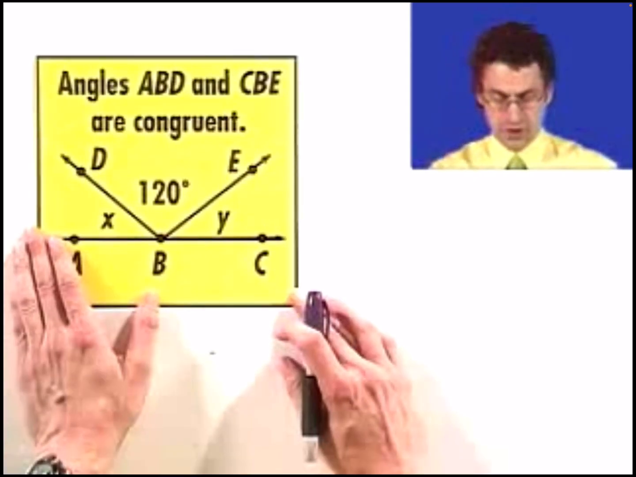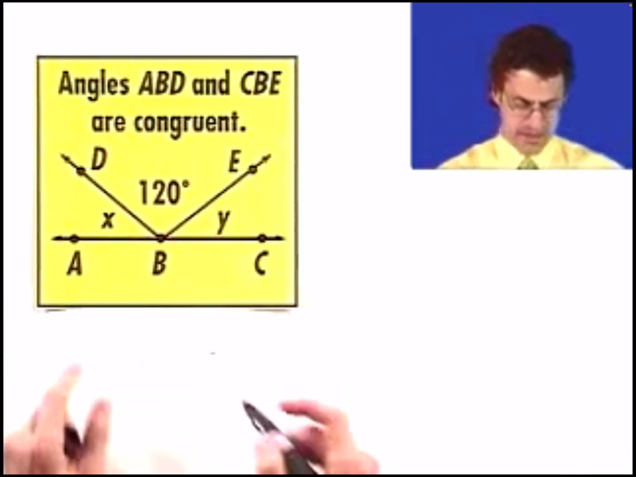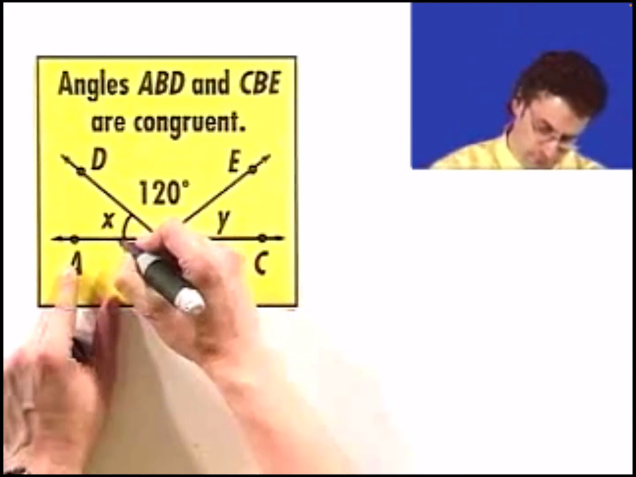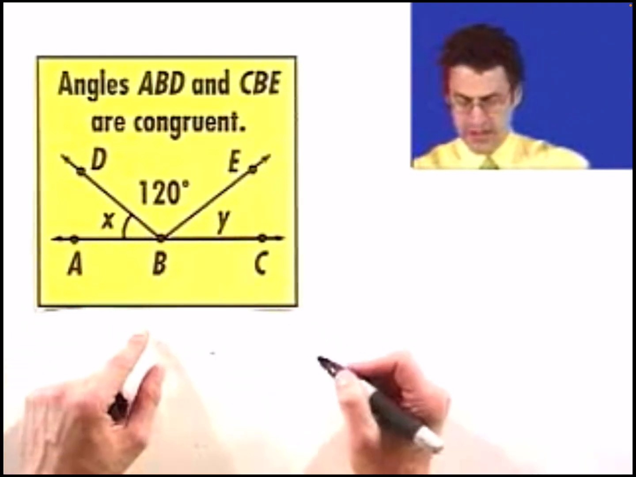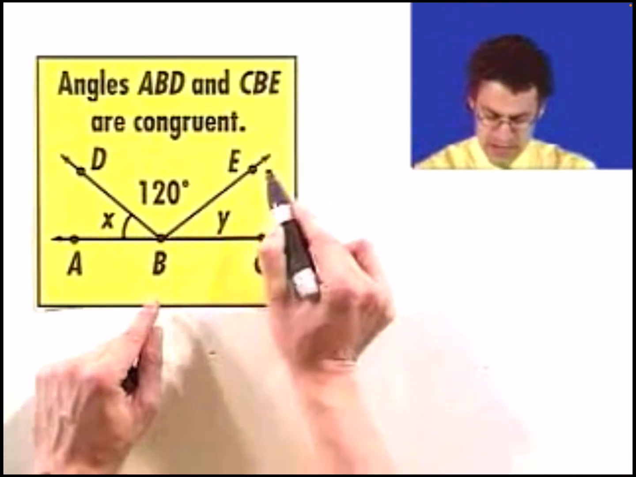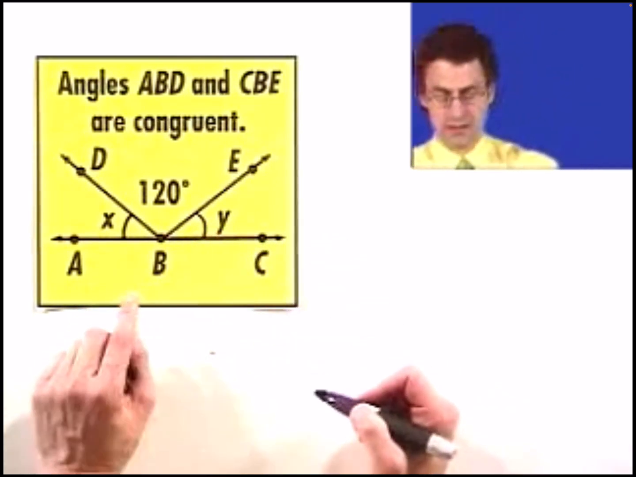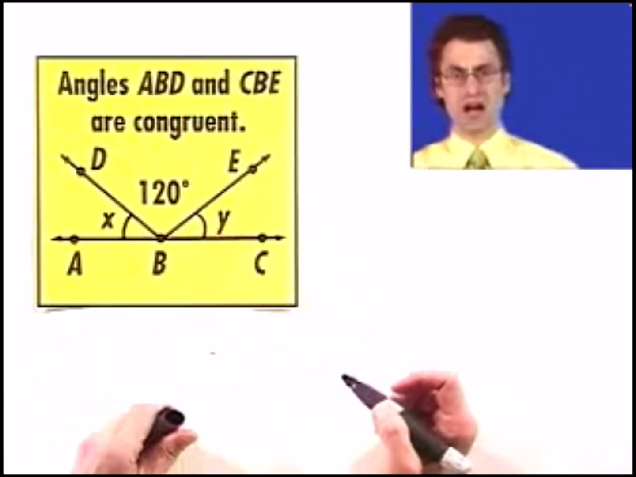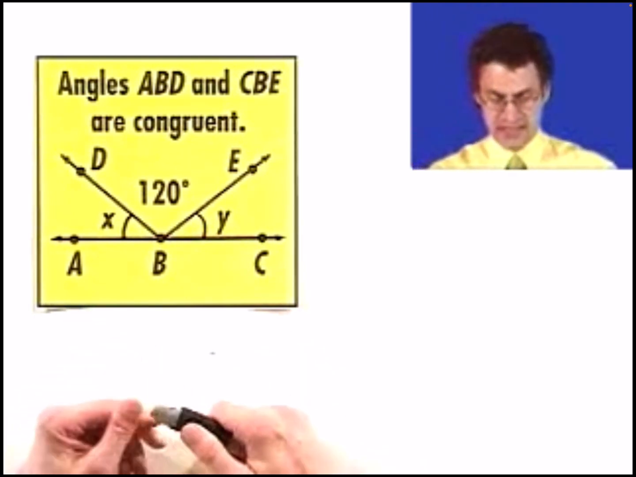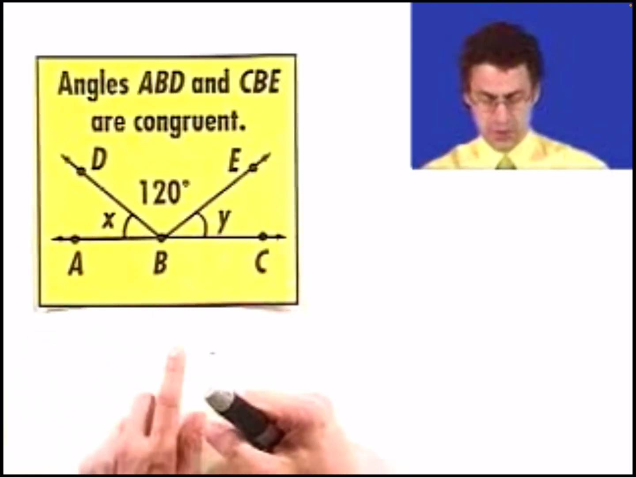So we're told that angle ABD, let's see where that is. Angle ABD, that's way up here. And angle CBE, way up here, are congruent. What does it mean for two angles to be congruent? It means that they have the exact same measure. So they have the exact same measure, and the question is, what is x and what is y?